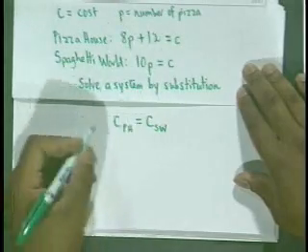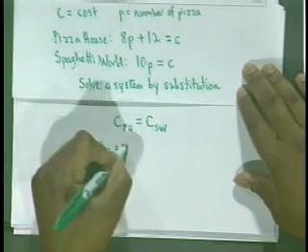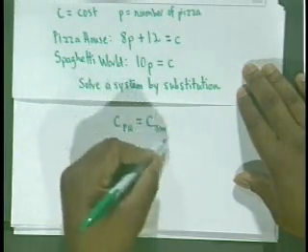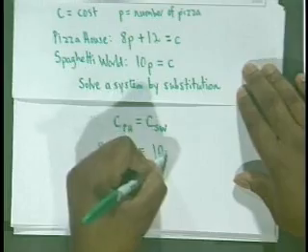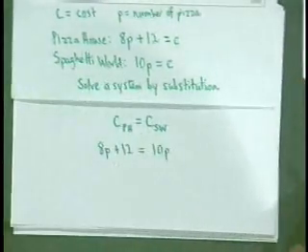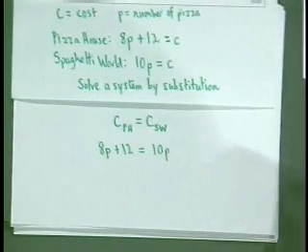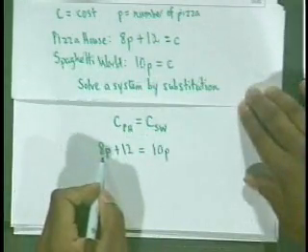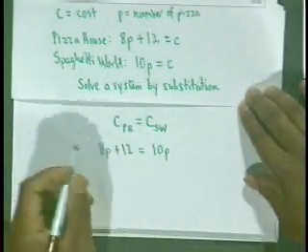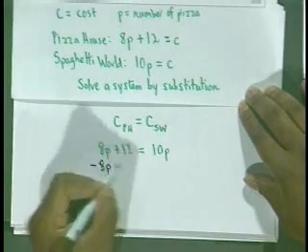So our cost for Pizza House, remember we said, is 8p plus 12. And our cost for Spaghetti World is 10p, because remember, Spaghetti World doesn't charge a delivery charge. Okay, now we're going to solve our equation. In order to solve our equation, we're going to isolate our variable p. In order to move our 8p over to the other side of the equation, we're going to perform the inverse operation and subtract 8p from both sides.